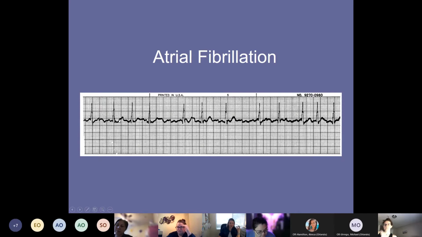So atrial fibrillation, remember the atria are just kind of quivering up there. Blood is pooling. There's clots forming. We need to anticoagulate this patient. You mentioned the medication adenosine, and that's used for one rhythm, and that's supraventricular tachycardia. That is that regular narrow complex QRS that's greater than 150.